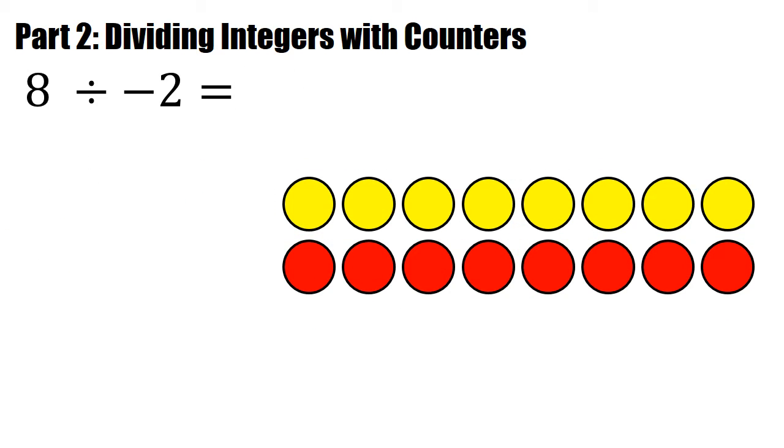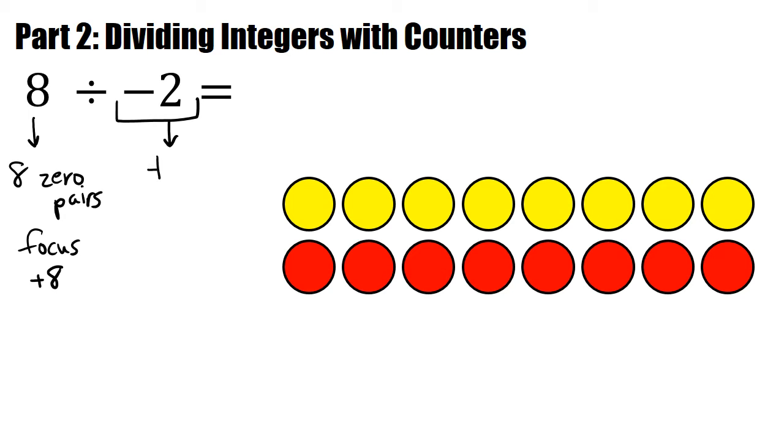So what about 8 divided by negative 2? Here we go, we're going to make 8 zero pairs, which are already on the screen. Our focus here is going to be on positive 8s. And the negative 2 is going to tell us we need to take away 2 groups here.